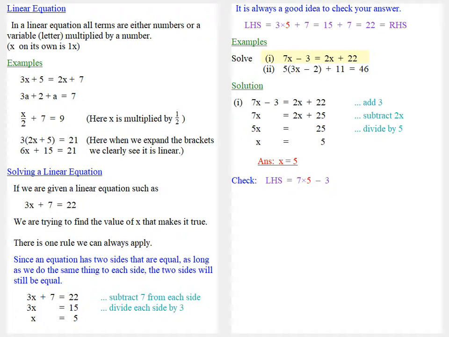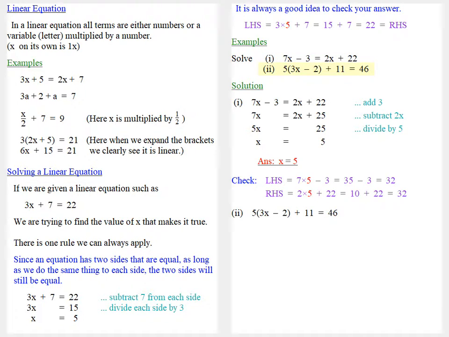Now we can check this. If we substitute x equals 5 back in the original equation, on the left-hand side we have 7 times 5 minus 3, which is 35 minus 3, which is 32. On the right-hand side, we have 2 times 5 plus 22, which is 10 plus 22, which is also 32. So the left-hand side is equal to the right-hand side, and we have our solution.